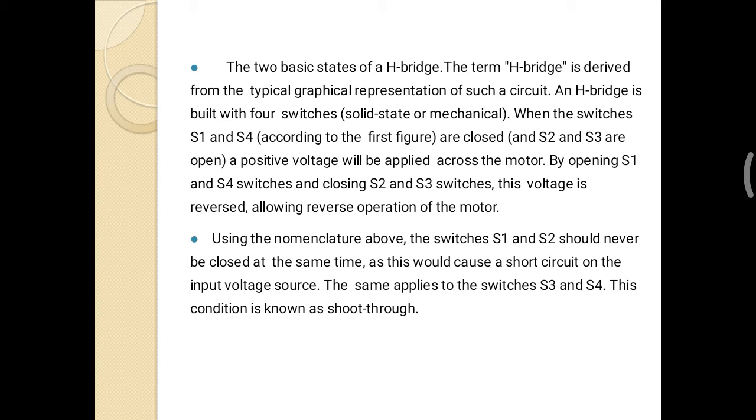The H bridge is built from four switches. When the switches S1 and S4 are closed, a positive voltage will be applied across the motor. By opening the S1 and S4 switches and closing the S2 and S3 switches, the voltage is reversed, allowing reverse operation of this motor.